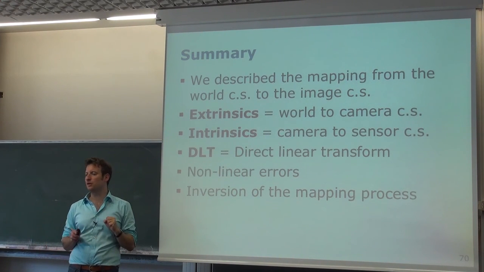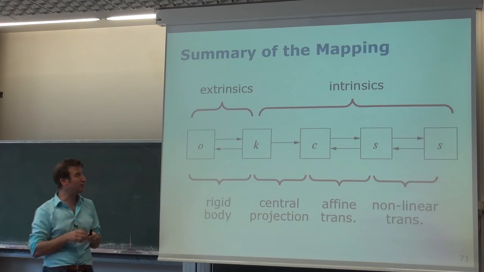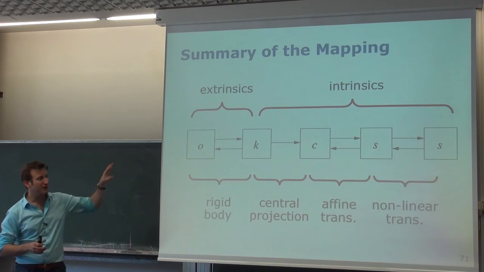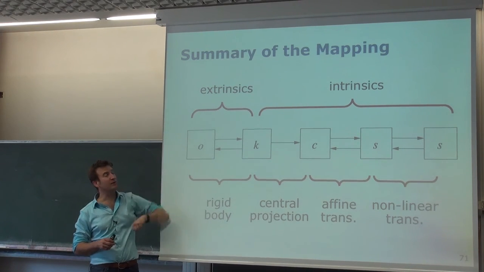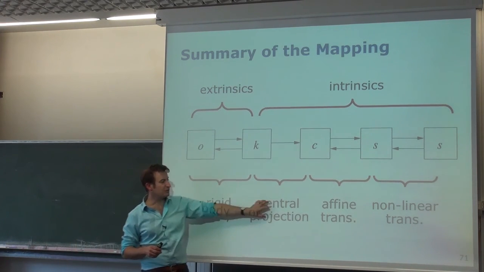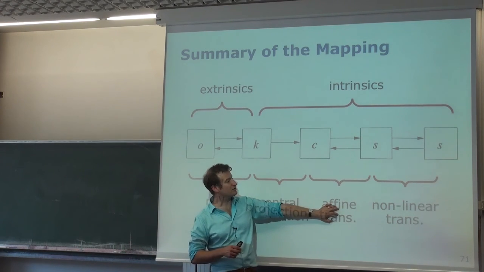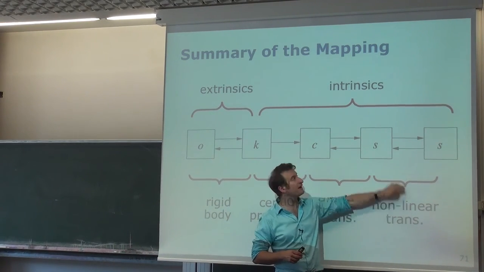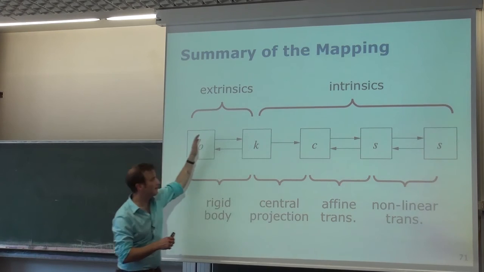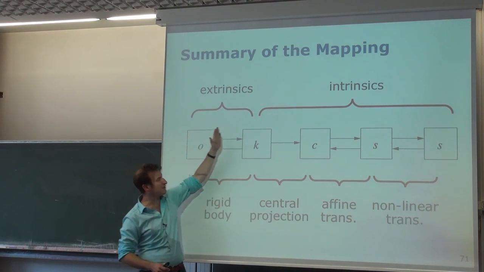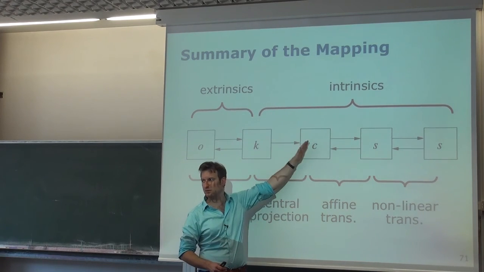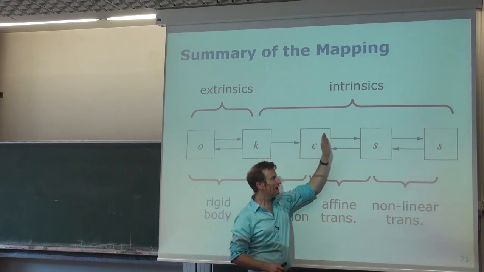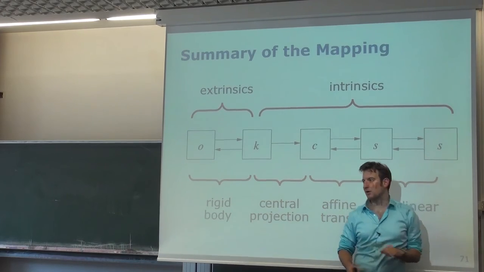If you should summarize the whole lecture with a single slide, I would probably use this slide. We have these different coordinate frames. We have the rigid body transformation, which corresponds to the extrinsics. Then we have the central projection, an affine transformation, and potentially nonlinear effects, which refer to the intrinsics. We have the mapping from the object system to the camera system. Then the projection, where I lose one dimension, to the image plane, the sensor, and then taking into account the nonlinear effects.